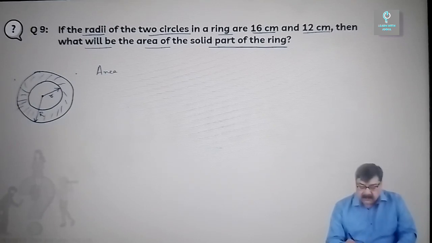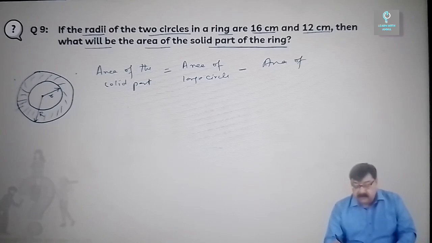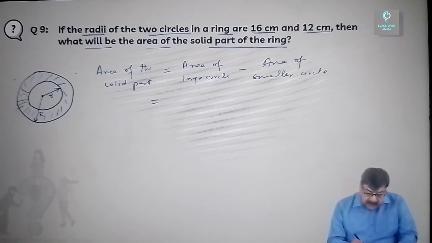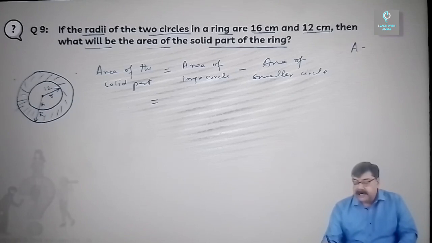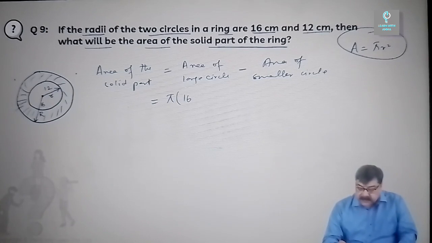So the area of the solid part would be nothing but the area of the large circle minus the area of the smaller circle. Now the large circle has the radius 16 and the smaller has radius 12. And also we know that the area of a circle is pi r square. So this shall become pi into 16 square minus pi 12 square.